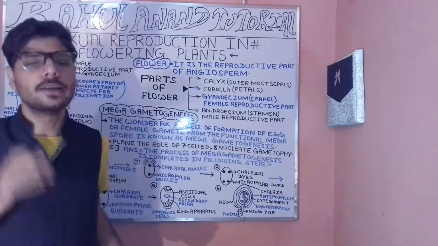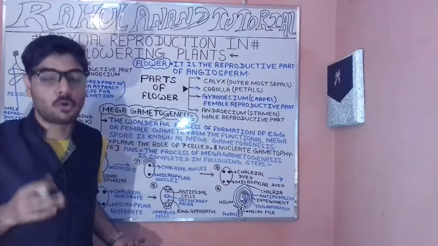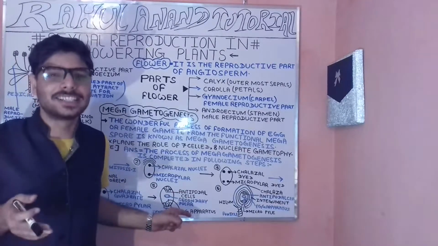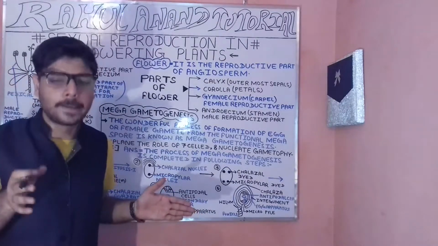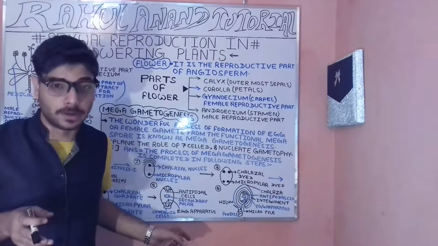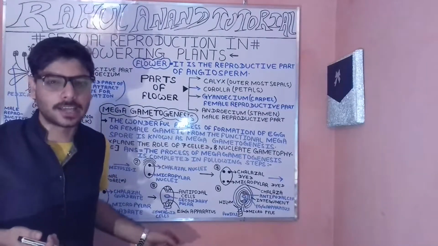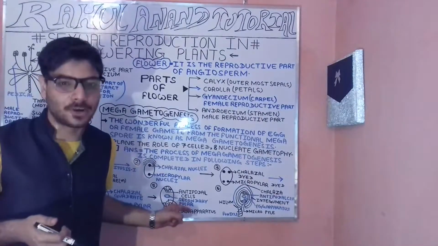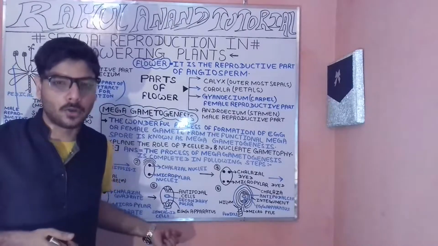In turn, we will have the micropylar quadrant. It will have certain things in it, such as the antipodal cells, as well as the secondary polar nuclei, often the integuments, as well as other components such as the egg apparatus and the synergids. So these have certain things in them, such as the antipodal cell, often the secondary polar nuclei, as well as the micropylar end.